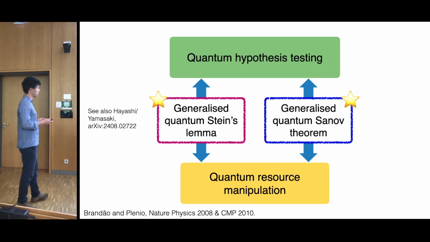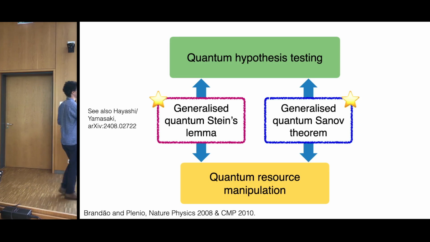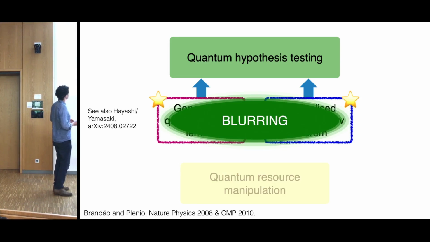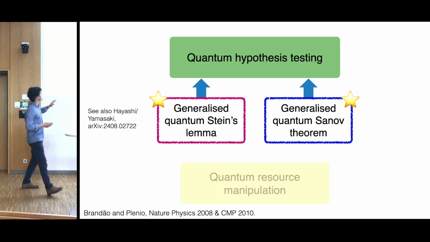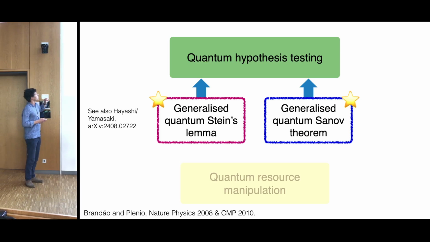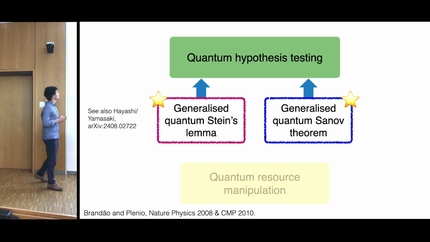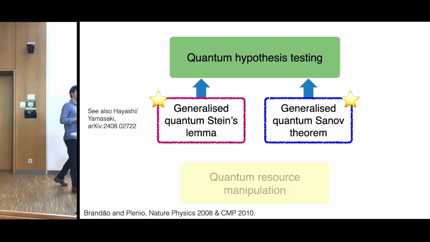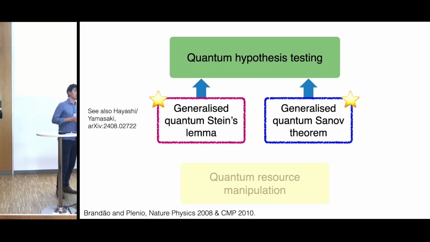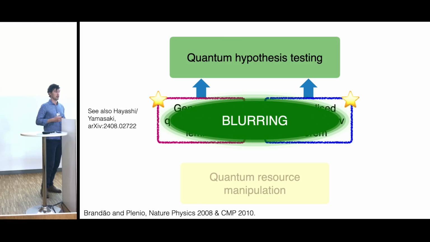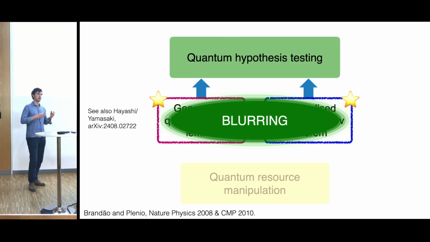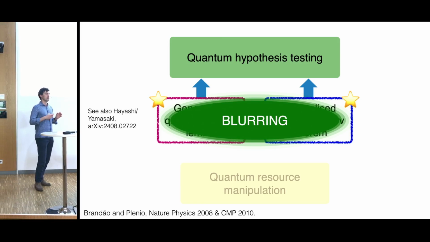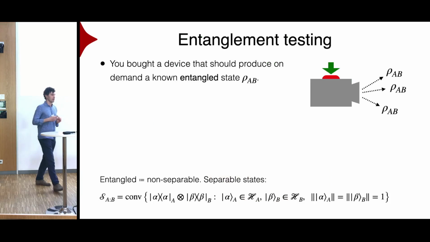Okay, I'm not actually going to discuss very much the quantum resource manipulation side of things, and we're just going to focus on quantum hypothesis testing, because the connection, again, has been explained very clearly. And I want to highlight that both of these results can be derived with the same technique that I call blurring. Okay, so we'll see the applications of this technique to both of these results, and it's quite different how it's applied.